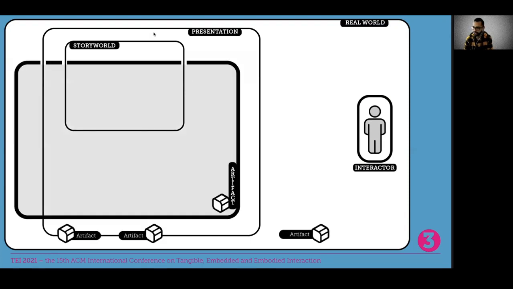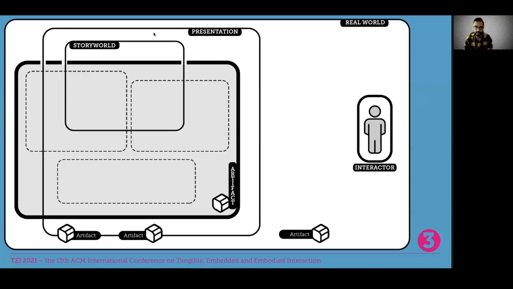Inside the presentation space, the real world, the story world, there are different artifacts which people can engage with. Some of those artifacts are placed inside the story world. Some of those artifacts are placed in the presentation. Some of those artifacts are placed in the real world. Whichever way, we describe these artifacts on three qualities.